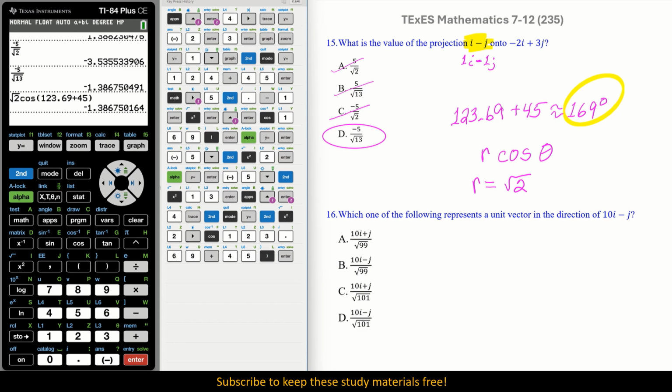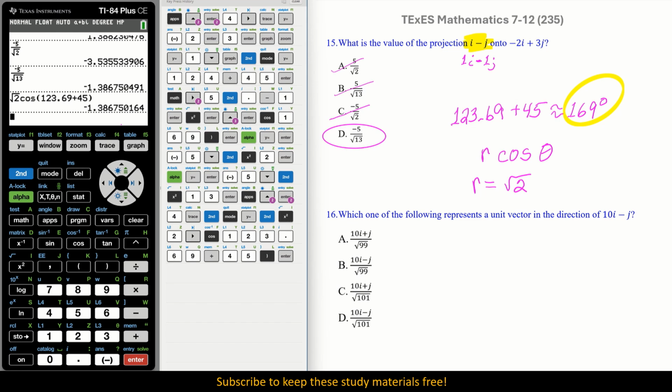That is very close. If you look at these ending values here, it's a hair off. So D has to be the right value. Now remember, there were other formulas that you could use. You could have used the dot product over the magnitude. I chose to use R times cosine theta. There's more than one way to do this. This just, for me, was a better way.